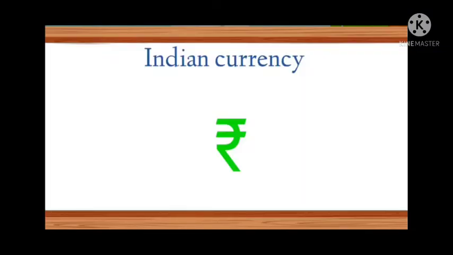This is the sign of Indian currency. This is called rupees and this is taken from Hindi Devanagari. Every country's currency is different and a particular sign represents that country's currency. For example, this is India's currency. In the US, it's dollar. In African currency, rand. In Dubai, what is the currency of Dubai? It's dinar. So, in the same way, this is the symbol of Indian currency.